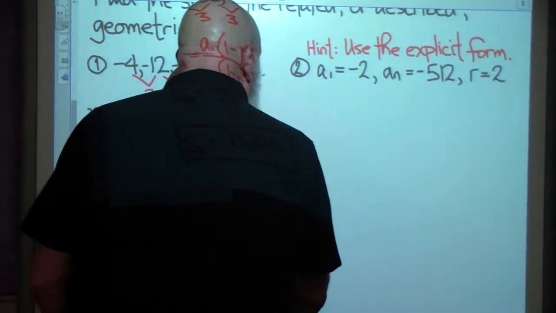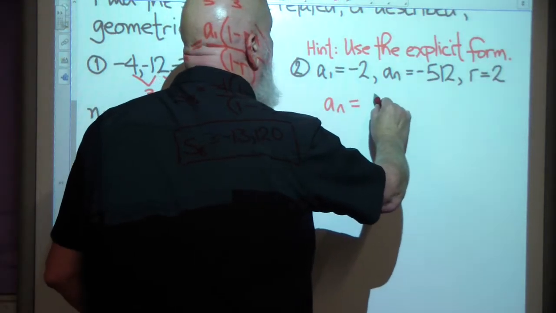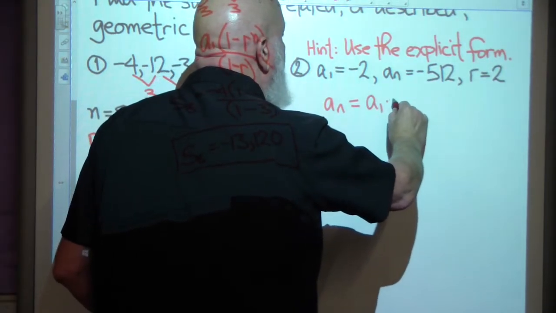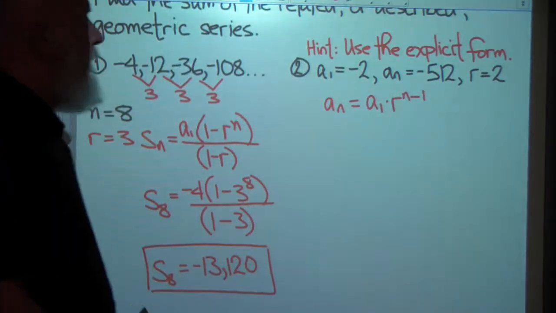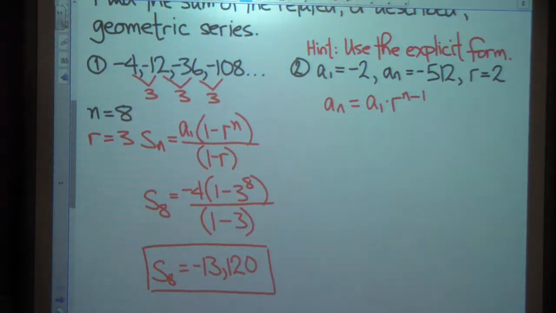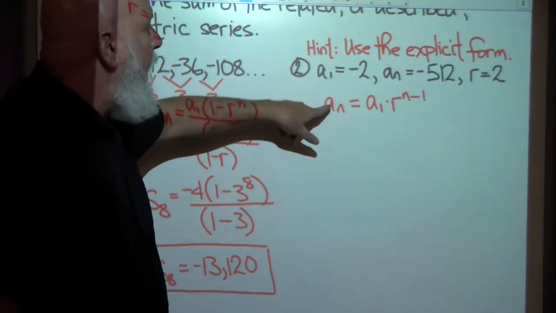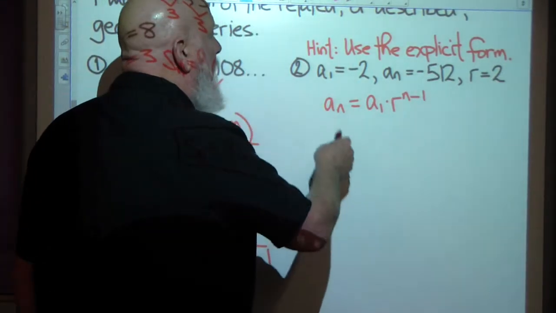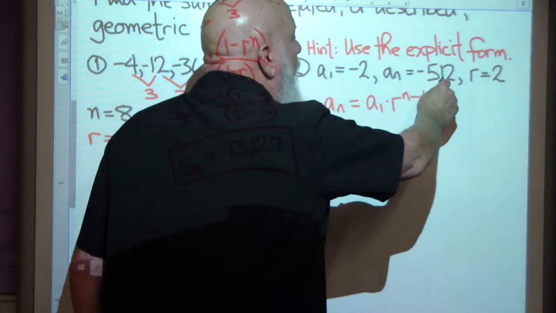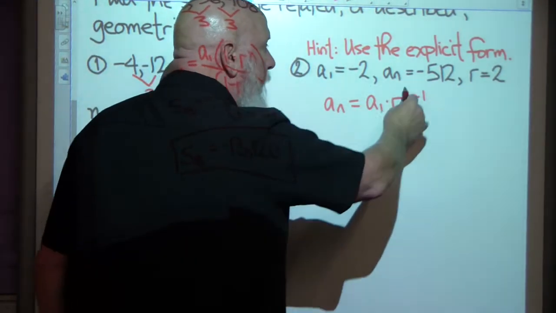And the explicit form was a sub n is equal to a sub 1 times r to the n minus 1. That's what we did for the last couple of days, using the explicit form of a geometric sequence. So I'm going to use this, and I'm going to find n. Watch how this works. Hopefully I won't mess it up. I'm looking for n. They gave us a sub n, they didn't give us n, so that's what we're looking for.